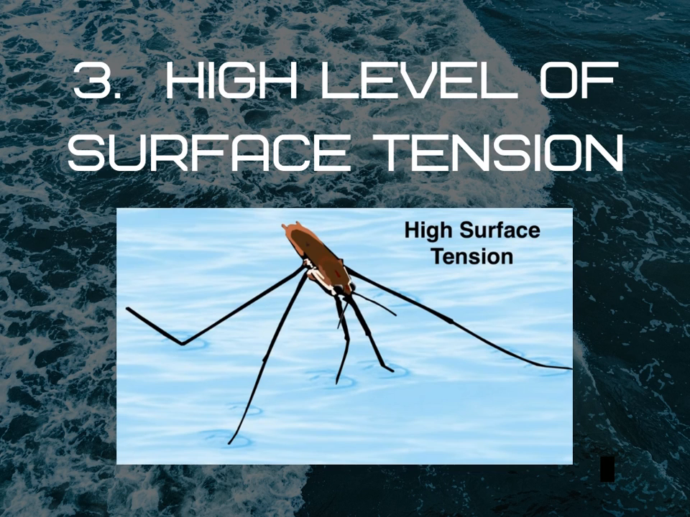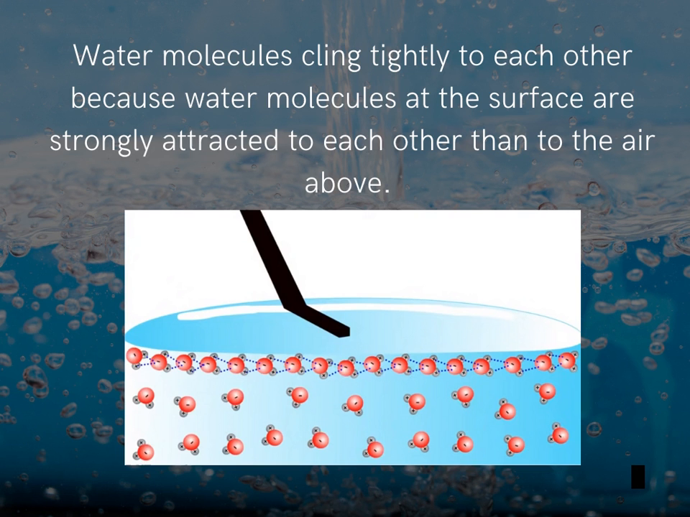Water also has a high level of surface tension. Water molecules cling tightly to each other because water molecules at the surface are more strongly attracted to each other than to the air above. The surface tension of water explains why it beads up on waxy surfaces and why water-striding insects can walk on the surface of the water.